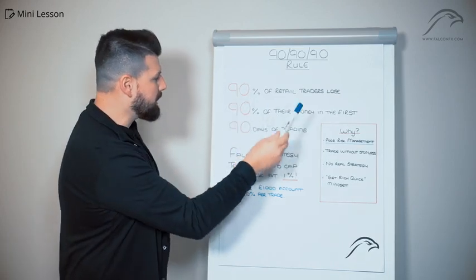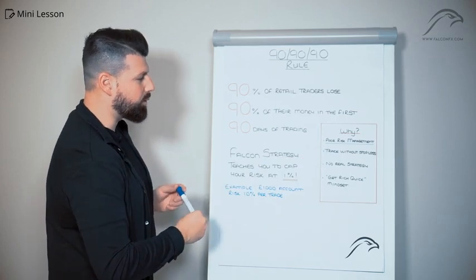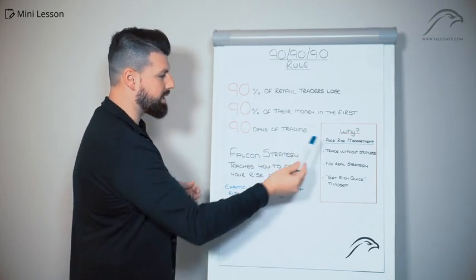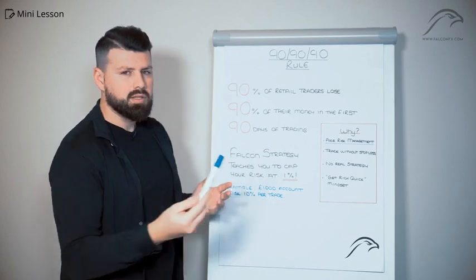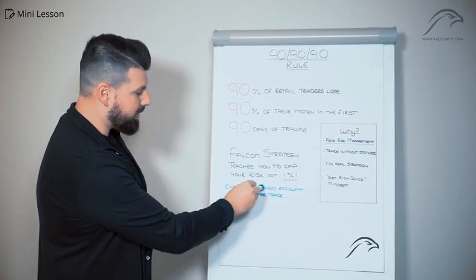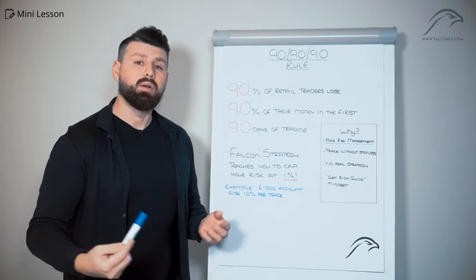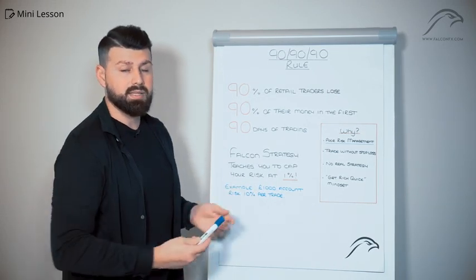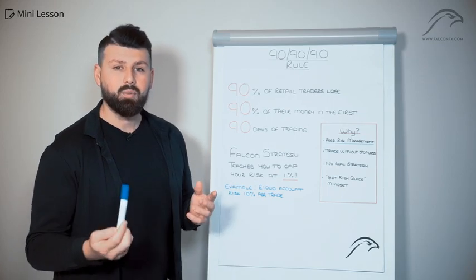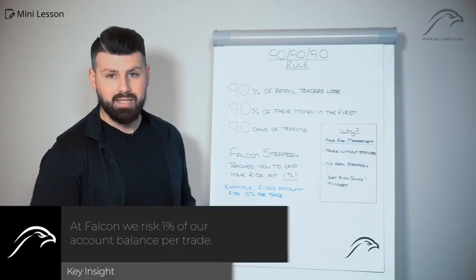If we take a look at this in a little bit more detail and look at why this actually happens, the first point I want to talk about is poor risk management. And this comes in the example of what we've got down here. We've got an example of a £1,000 account risking 10% per trade. Now, some of you that have learned Forex before may have even experienced something similar to this. But at Falcon, we stick to 1% per trade of our account balance.